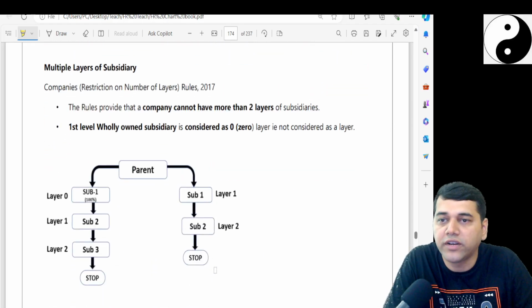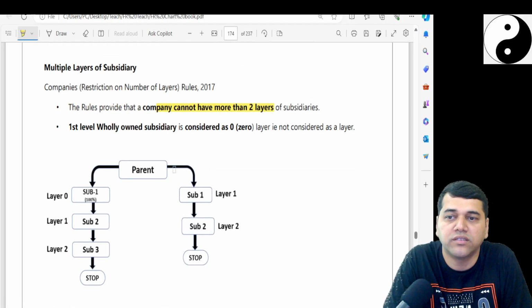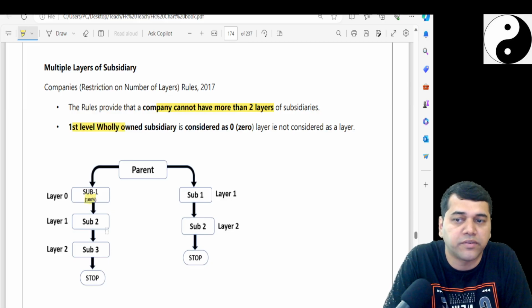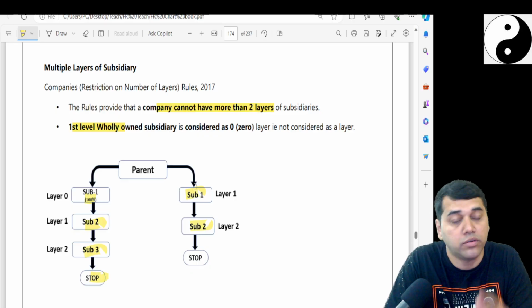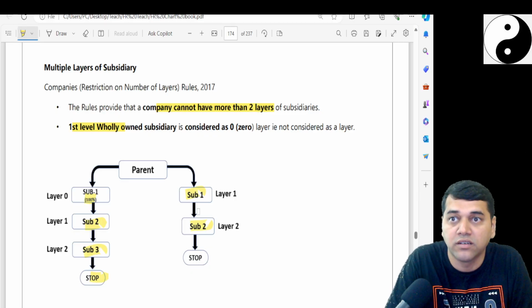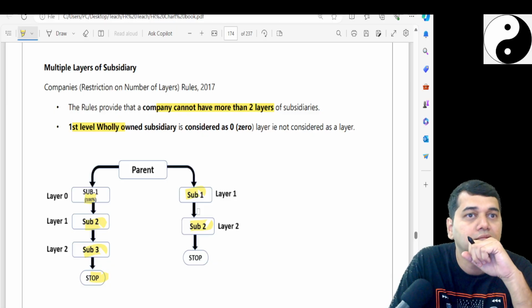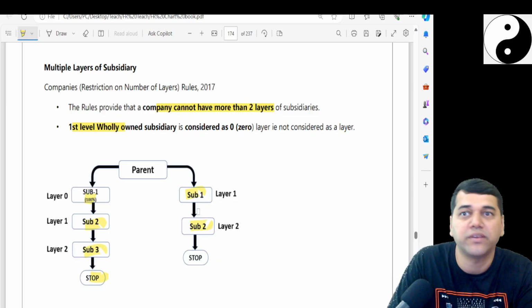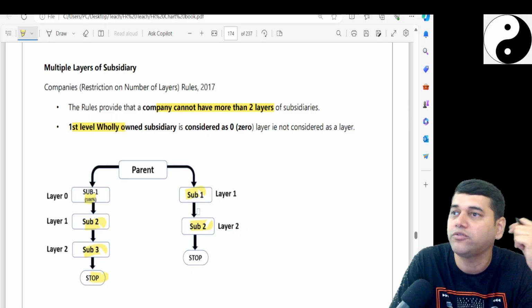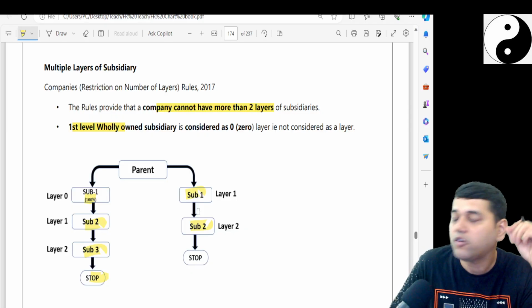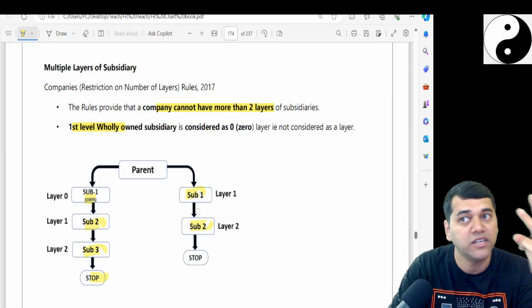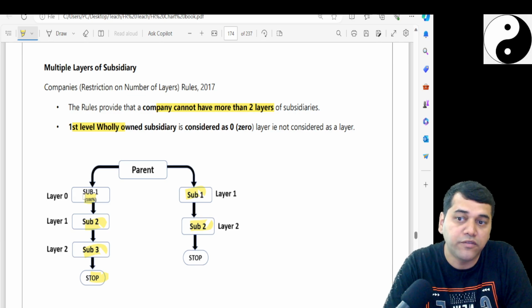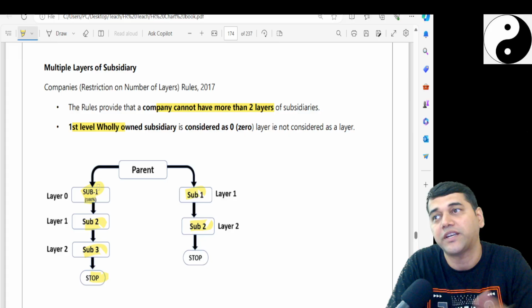Multiple layers we already discussed. You cannot have more than 2 layers. First level, if it is wholly 100%, then you can have 2 more subsidiaries. Then you have to stop. Otherwise, you have to stop with the 2 layers, because see, the problem is if you have got S3 here, how do you do consolidation? How do you take the indirect percentage, effective percentage? It's very difficult. That's why the government has stopped it. Legally, you cannot have. You can have a third subsidiary one below the other only if the first subsidiary is 100%. In that case, effective interest calculation is easy.